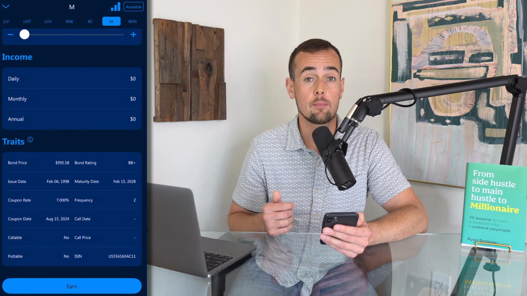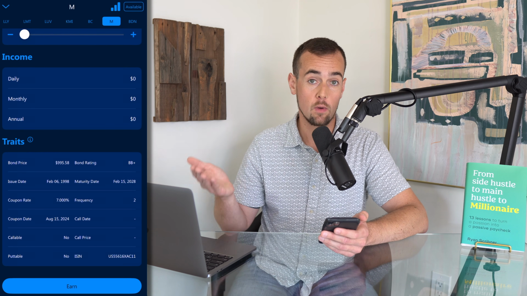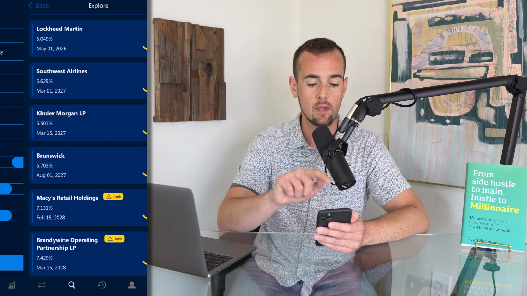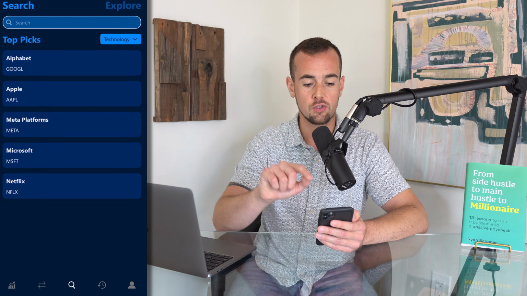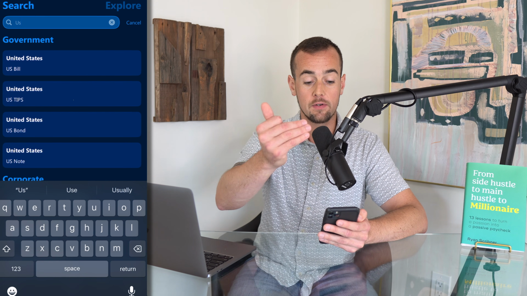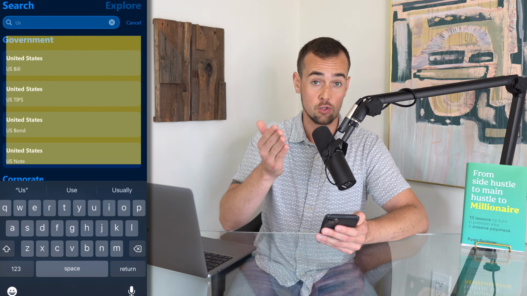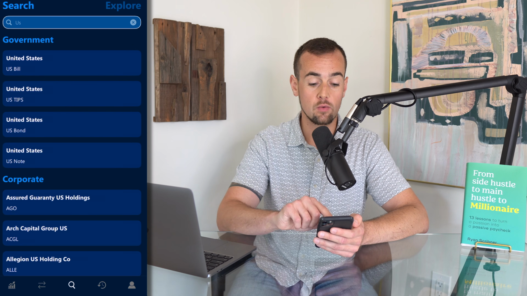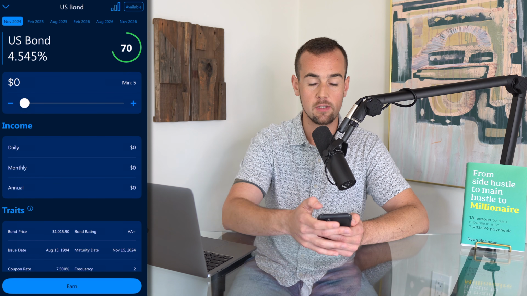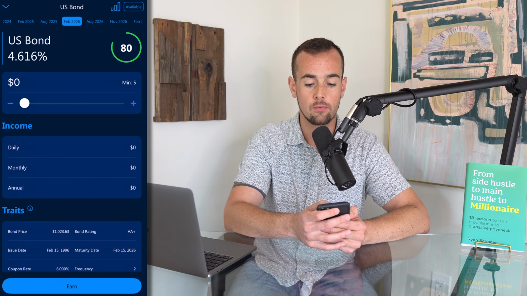But let's say, for example, you were looking to invest in US Treasury bonds. What you would do from here is click on the back button twice, and then at this point you would go back to search and you would type in US, and this is going to give you the different options for the US Treasuries. We're going to click here on United States US bond, and it brings up this page right here, and just like before, you can toggle here through the different maturity dates for these bonds.